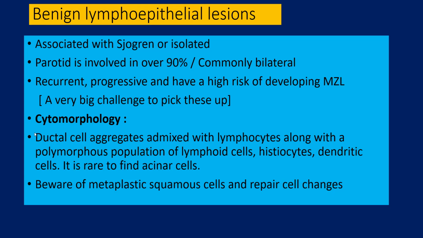On cytomorphology, as I have already mentioned, what you see are ductal cell aggregates admixed with lymphocytes along with a polymorphous population of lymphoid cells with histiocytes, dendritic cells. It is pretty rare to find acinar cells in these lesions. And of course, on the other side, you have to be aware of metaplastic squamous cells and repair cell changes, as a result of which it starts looking like a neoplastic lesion. So it is a very tricky challenge to deal with these lesions. So that's why I have dedicated a slide where I just wanted to jot down the points which we should remember while reporting these kind of lesions.